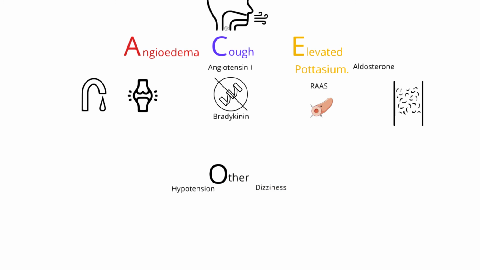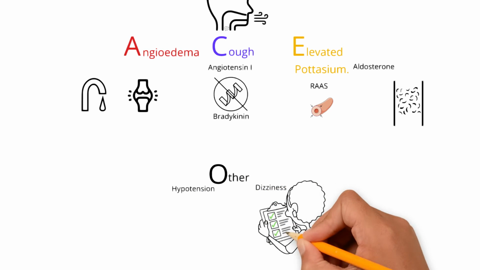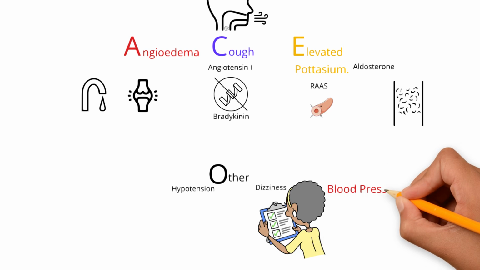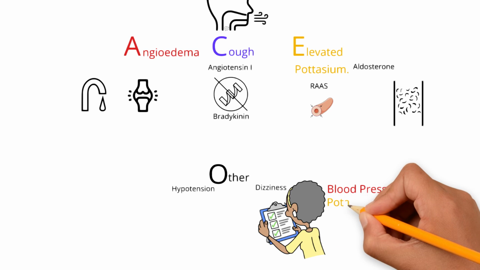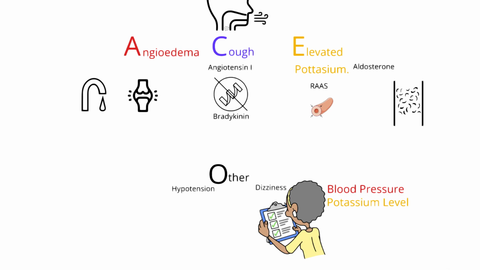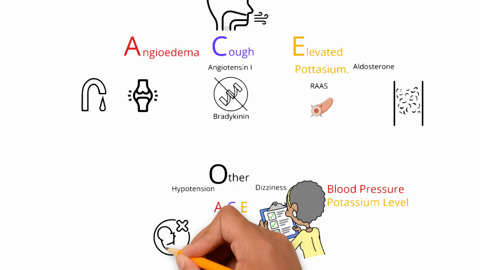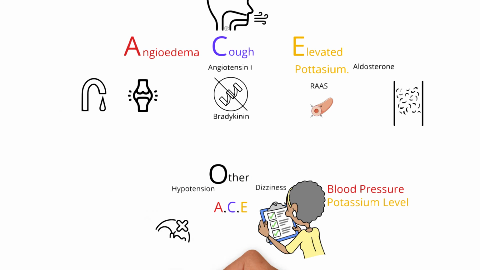Nursing consideration. You need to monitor the blood pressure to prevent hypotension, and you need to monitor the serum potassium level. Note, ACE inhibitors cause fetal toxicity. Therefore, they are contraindicated in pregnancy.